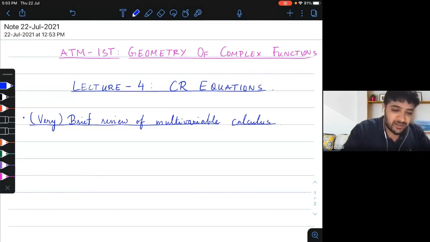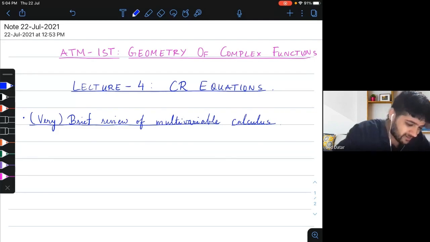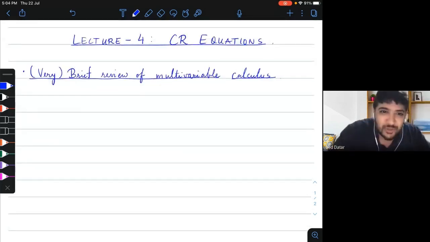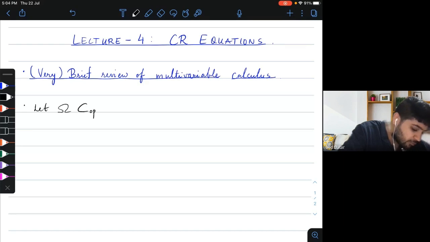That's the question I want to address in today's lecture. So before going on to holomorphic functions and this beautiful characterization in terms of the Cauchy-Riemann equations, let me give you a very brief overview of multivariable calculus, just to remind you of stuff that you might already be very familiar with. So the setting is the following. Let omega for now be an open subset of R2.